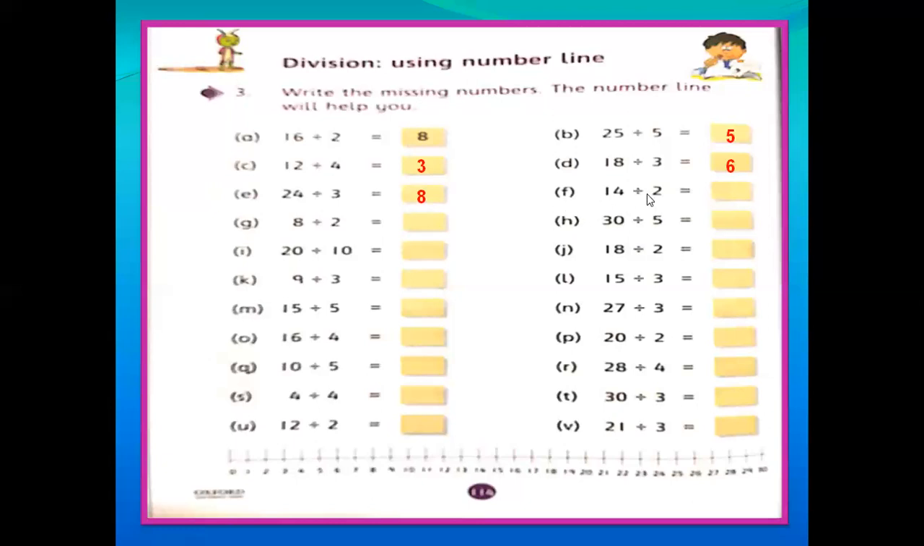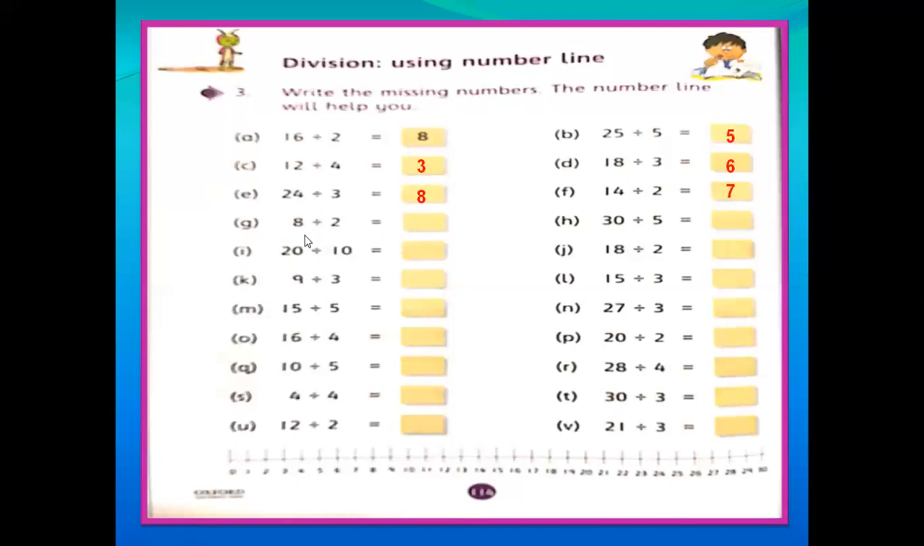F part, 14 divided by 2. Read the table of 2. 2 ones are 2, 2 twos are 4, 2 threes are 6, 2 fours are 8, 2 fives are 10, 2 sixes are 12, 2 sevens are 14.